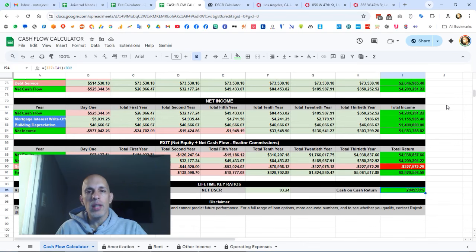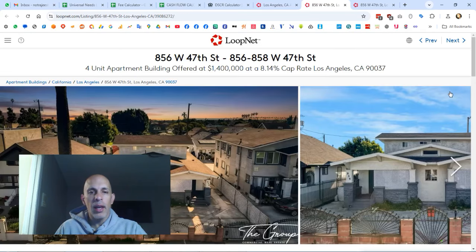Hey, my name's Rajesh. I'm a direct lender based in Los Angeles, and today we'll be looking at 856 West 47th Street and seeing how we can turn $350,000 into $8.9 million.